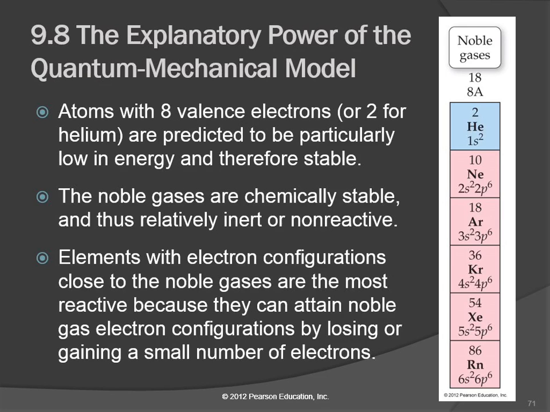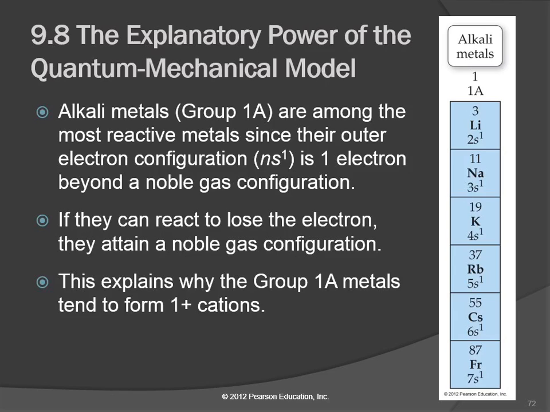And so what we see is that the elements that are closest to the noble gases on the periodic table are the most reactive. Let's look at the alkali metals. These guys all have 1 valence electron. If sodium loses 1 electron, how many electrons does it have? Guess we should start with how many electrons does sodium have? It has 11 electrons. This is the number of protons and electrons for an atom. If it loses 1, it has 10.